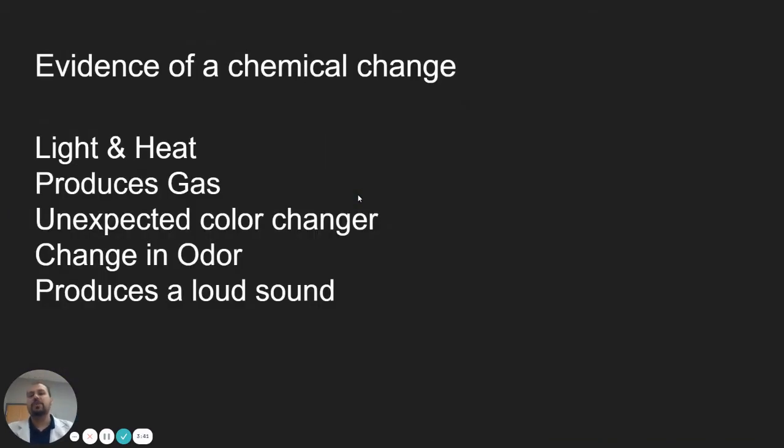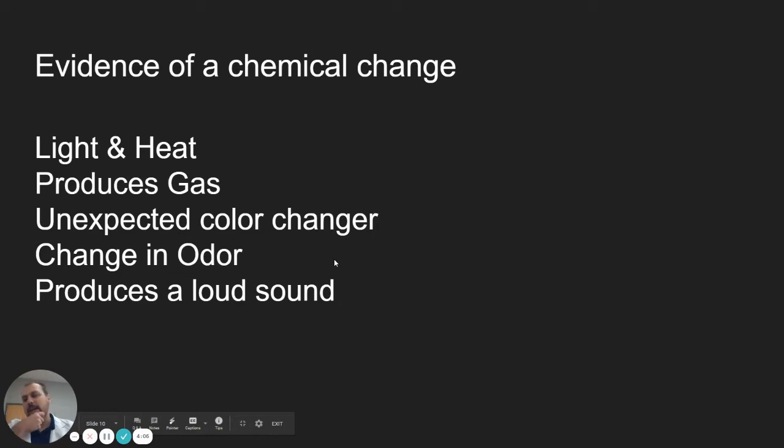So evidence that a chemical change has occurred, we have a couple of them. This isn't all of them, but it's the ones we tend to look for. So it produces light, maybe it changes temperature. It produces gas, so it could be bubbles. Not everything makes a bubble. So it could produce gas. Unexpected color change.